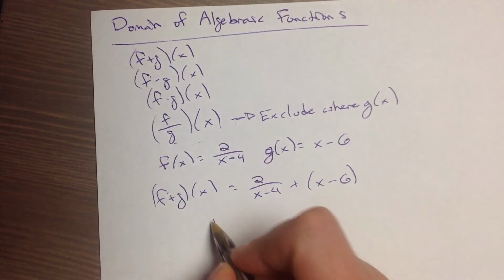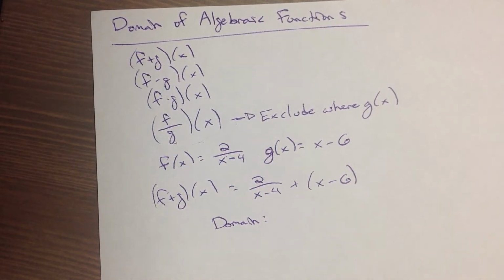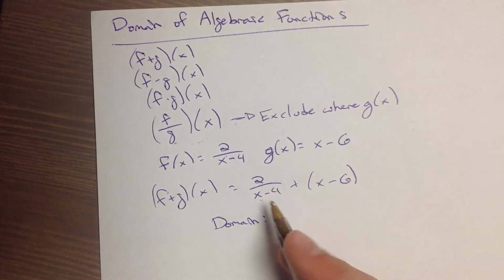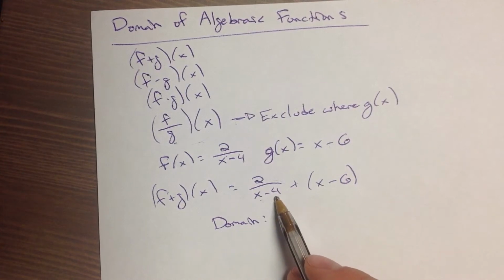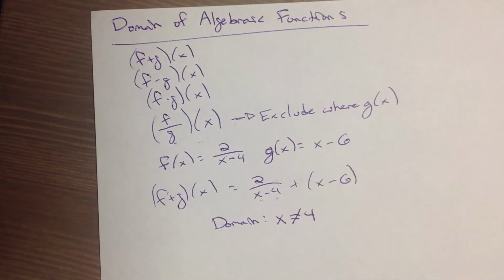And our domain, well, in this case, do we have any restrictions? There is one. The main restriction would be, where does this point equal 0 in the denominator? Well, that point is when x is equal to 4. So we're going to exclude x equal to 4, but any other value in this function is okay.